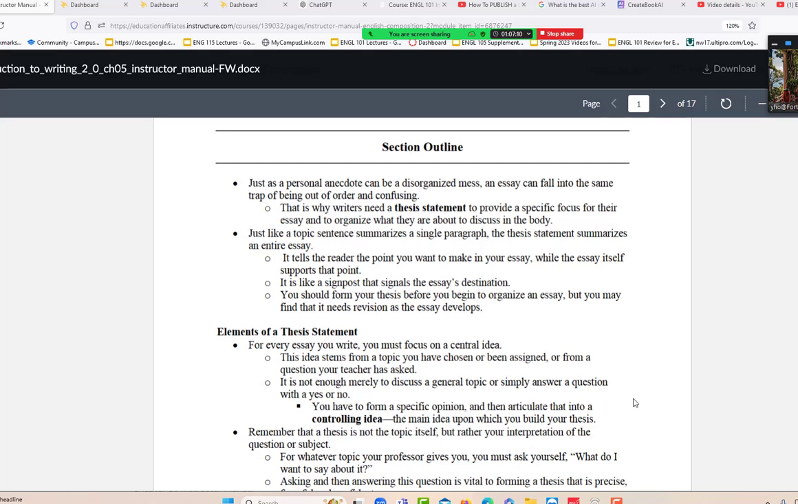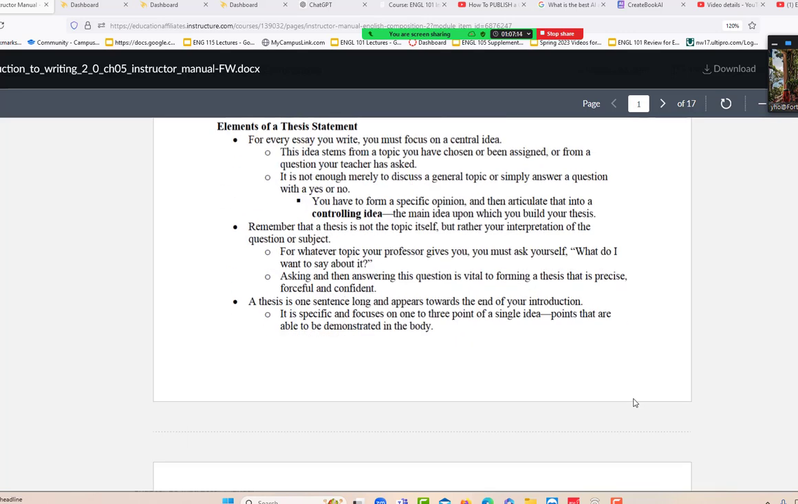you build your thesis. Remember that a thesis is not the topic itself, but rather your interpretation of the question or subject. For whatever topic your professor gives you, you must ask yourself, what do I want to say about it? Asking and then answering this question is vital to forming a thesis that is precise, forceful, and confident.